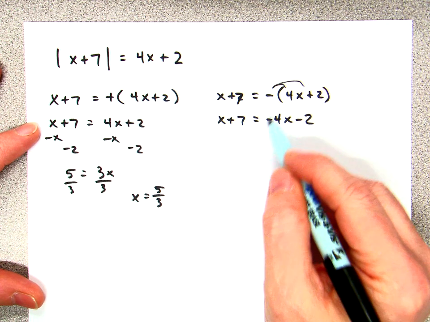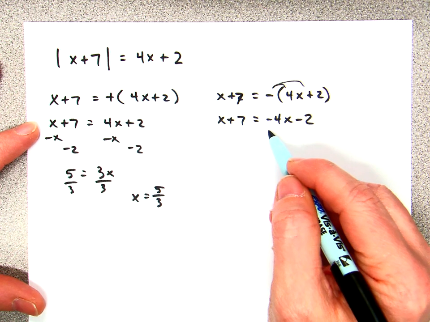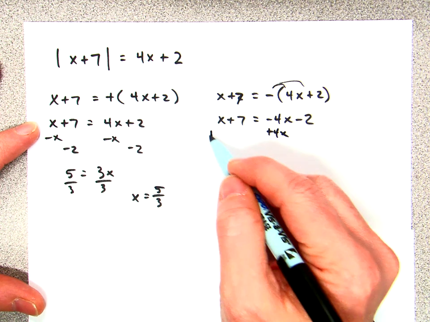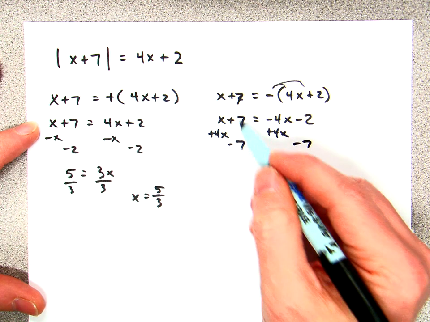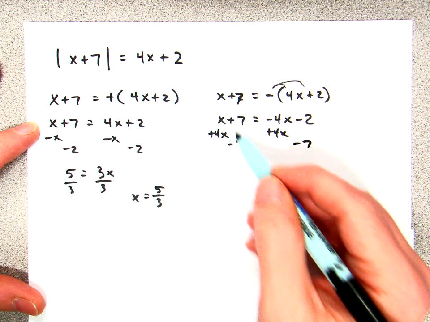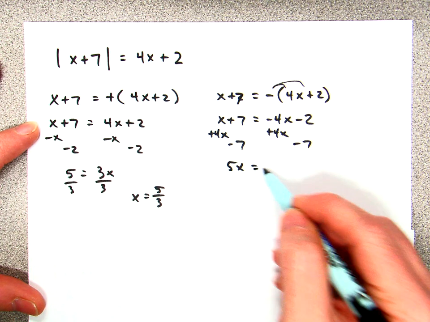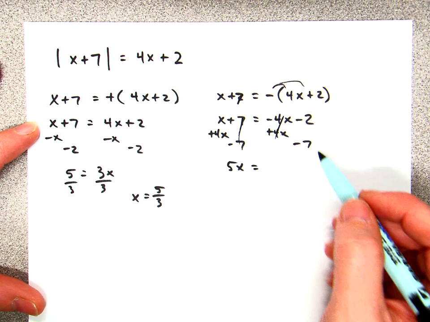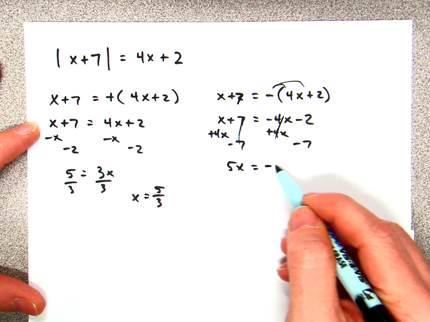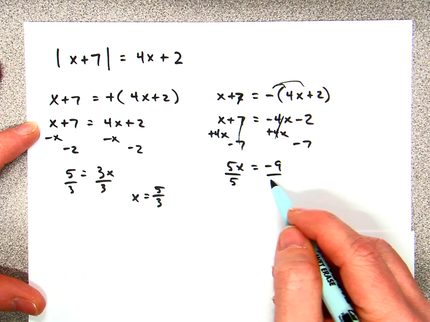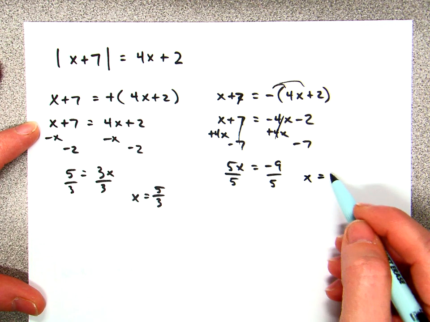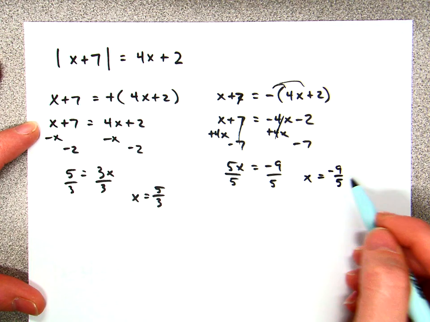Okay, over here, I'm just going to turn the x's positive, so I'm going to add the 4x to both sides and subtract the 7 from both sides, right? That'll move the 7 over here. So I have 5x's, right, because these cancel. Negative 2 and negative 7 make negative 9. And then if I divide by 5, I get x is negative 9 over 5.